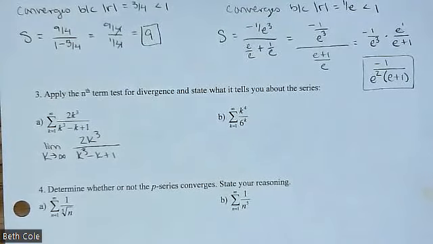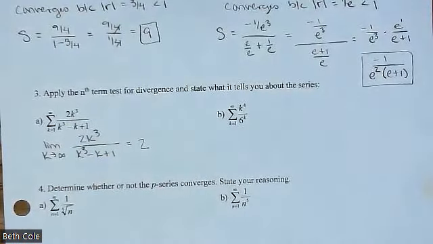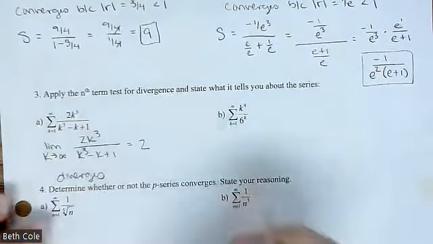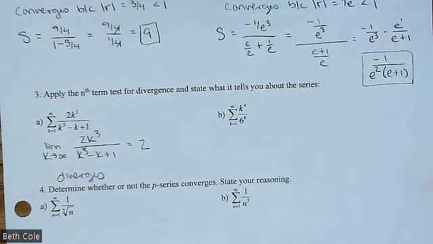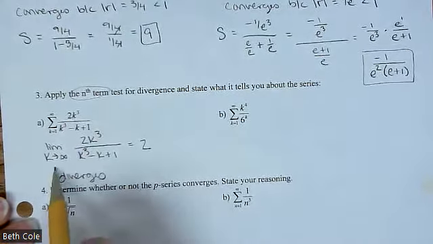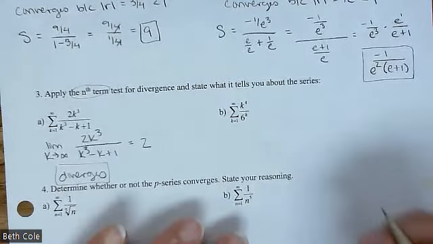So what is that limit going to come up to? 2. What does that mean? Diverges. If they were all mixed up, you would have to say diverges by nth term test. But I told you in the directions to do an nth term test, so I'm fine with you just stating the answer. Okay, you usually have to cite which one of these you're using, but I told you in the directions, right?